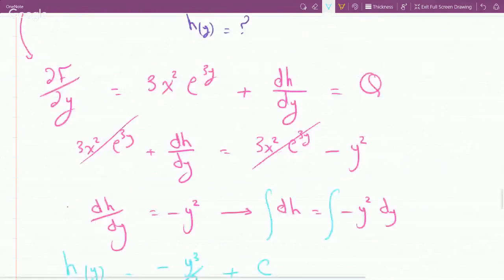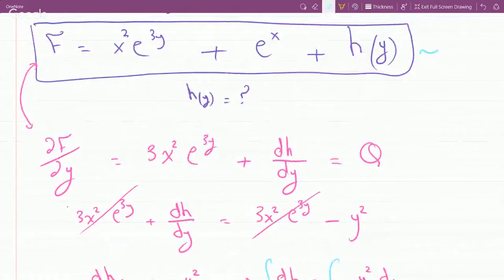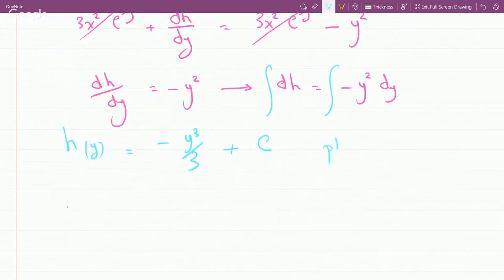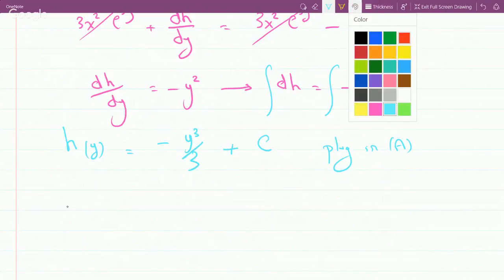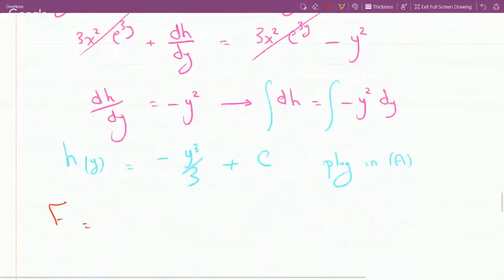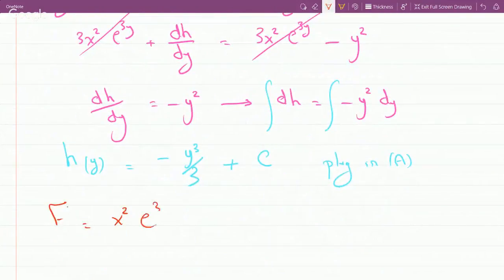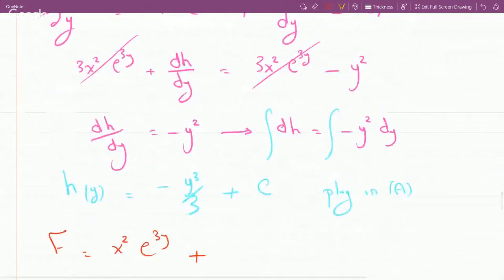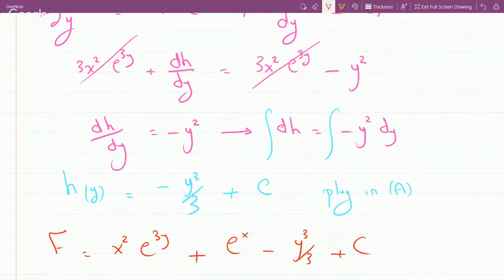So I take this back and plug it into my equation A, and this would be my f. Plug in A, and so we have f equals x squared e to the 3y plus e to the x minus y cubed over 3 plus c.